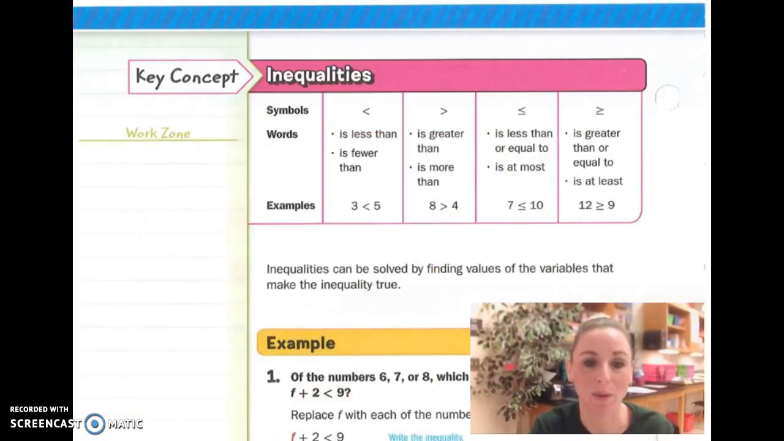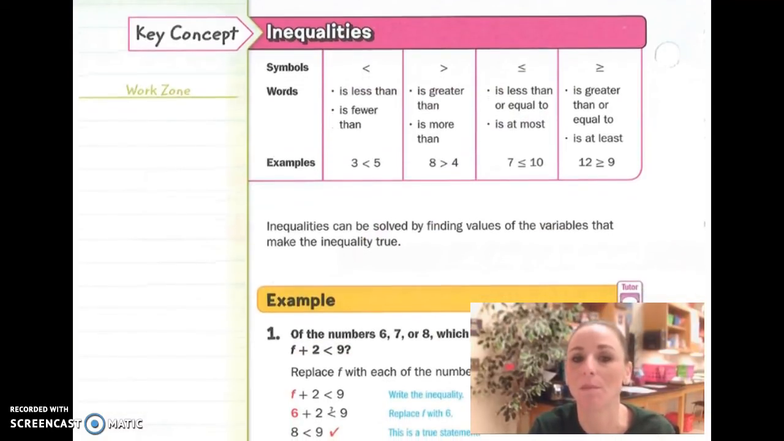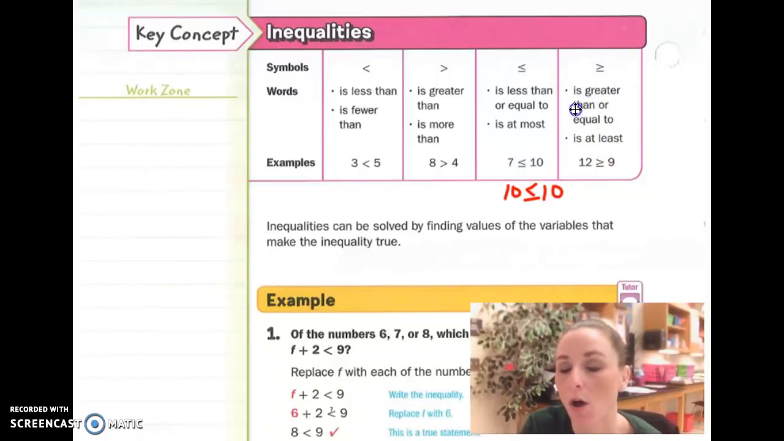So let's jump into the next page. You're going to see some symbols of inequalities. So here's your less than, which means fewer than. Greater than, which means more than. This means less than or equal to. So 7 is less than 10. But if I were to have 10 is less than or equal to 10, that would work because 10 is equal to 10. So it has to be 10 or less when we have this equal sign down below with it, which I'm sure is all review.